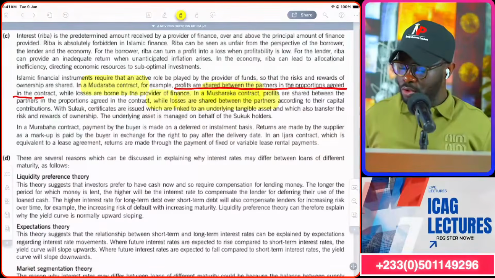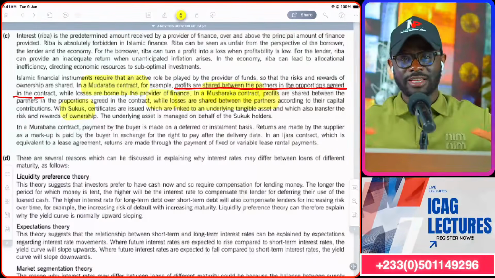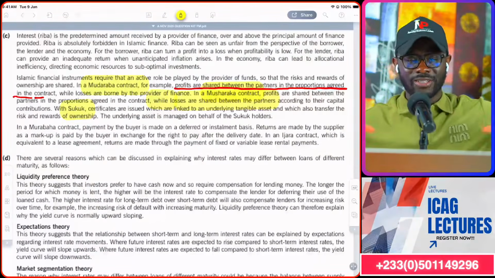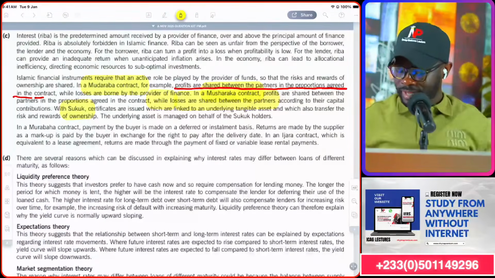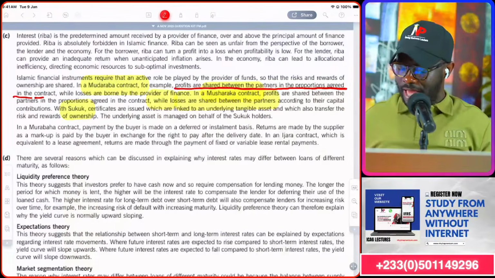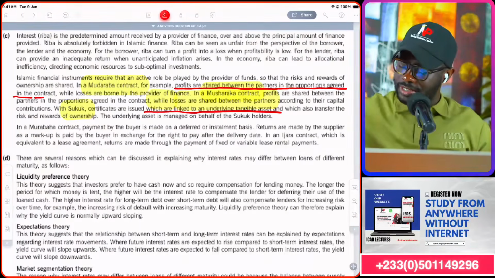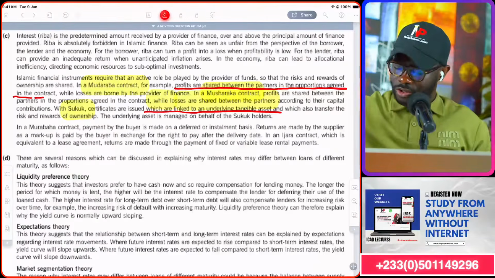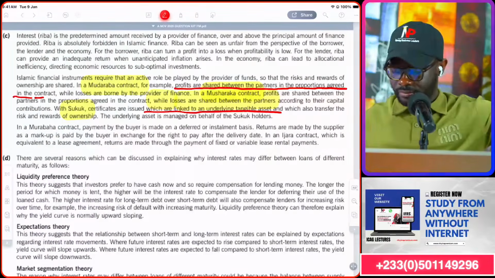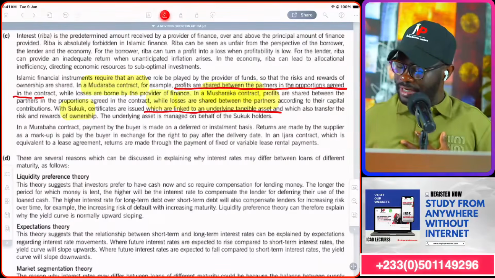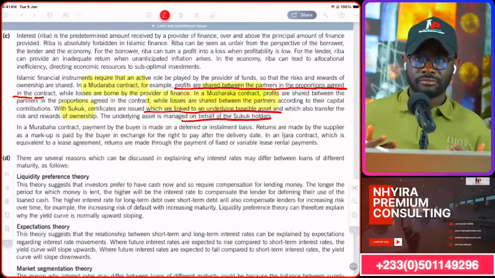Then we come to sukuk or sakuk, depending on the school you attended and who taught you how to pronounce things. But shakuk or sukuk. This one, certificates are issued which are linked to an underlying tangible asset and which also transfer the risks and rewards of ownership. The underlying asset is managed on behalf of the sukuk holder.